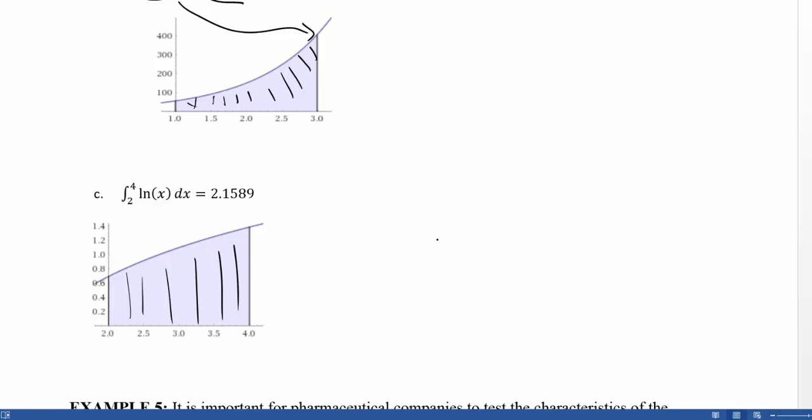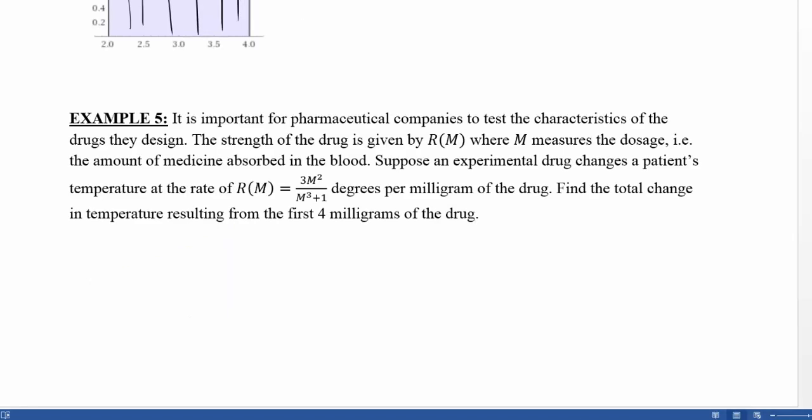Let's look at a word problem example. Example 5. It's important for pharmaceutical companies to test the characteristics of the drugs they design. The strength of the drug is given by R of M, where M measures the dosage or the amount of medicine absorbed in the blood. Suppose an experimental drug changes a patient's temperature at the rate of R of M equals 3m squared over m cubed plus 1 degrees per milligram of the drug. Find the total change in temperature resulting from the first 4 milligrams of the drug.